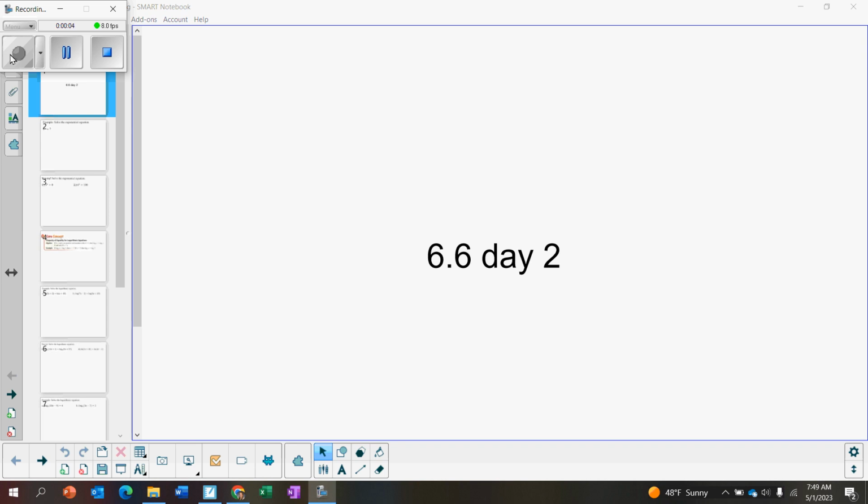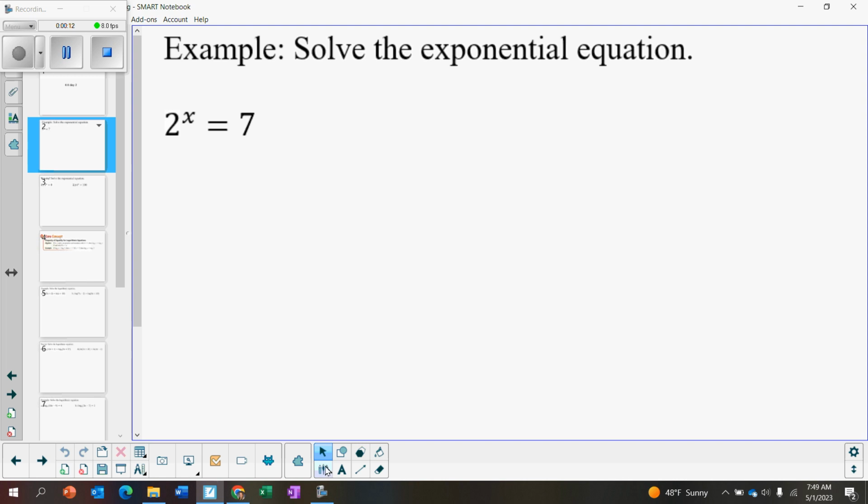This is our second day of 6.6. We're going to continue solving exponential equations and also logarithmic equations. So for an exponential equation, just like our last lesson, we have 2 to the x equals 7. But the problem is now I can't rewrite 7 as a power of base 2. So I can't solve this the same way I did before.